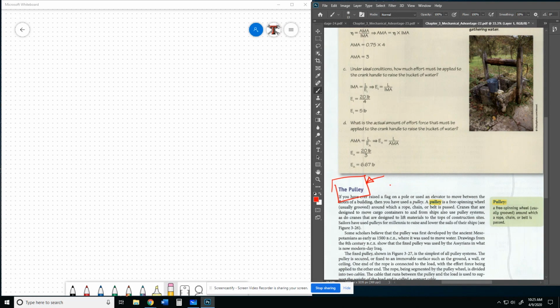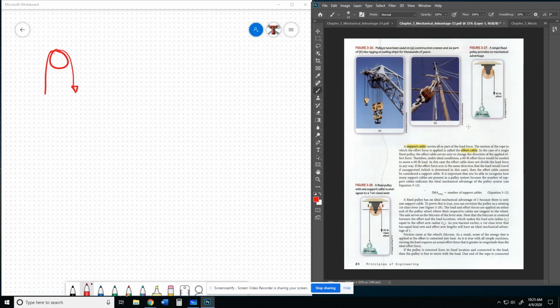So the definition for a pulley is really pretty darn simple. So you have this guy, and that's it. I mean, you guys have seen a number of pulleys all the time. So let's go on to the next page here.